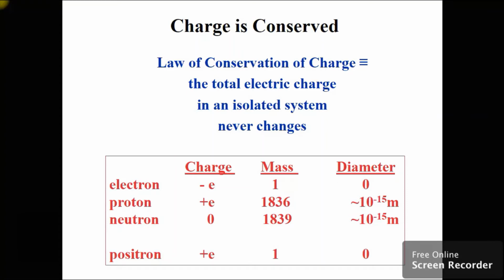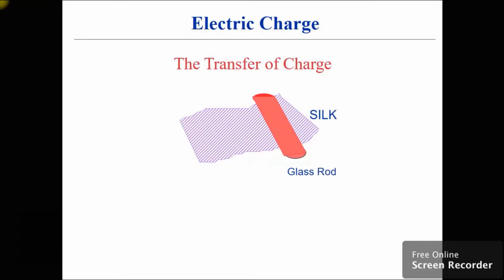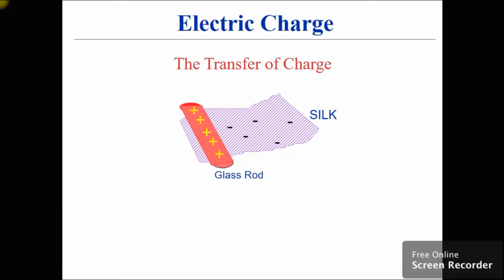Charge is conserved. The law of conservation of charge says the total electric charge in an isolated system never changes. So isolated system, that just means my isolated system, the silk and the glass rod. Now, let's say I had 5 negative electrons already on the silk, then if I add one more to the silk, the total will still be -5.